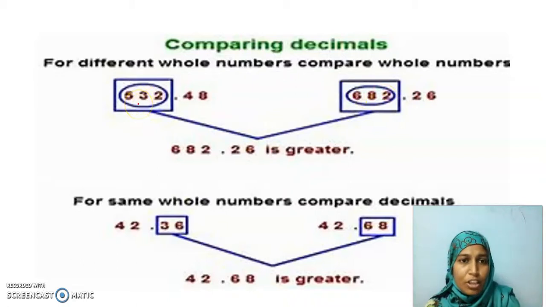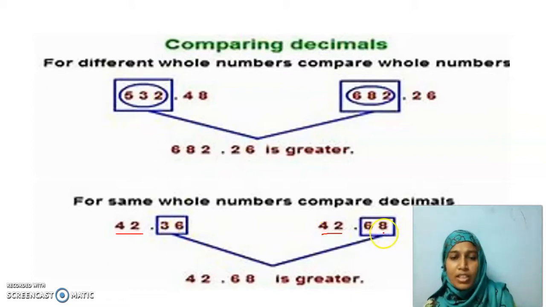Here 532 and 682. Which is greater? 682 will be greater. So I am not worried about the decimal part in both numbers. Surely this is going to be the greater number. So I will write 682.26 is greater. If I have the whole parts the same, here 42, here also 42, now I should compare the decimal part. Before comparing it, you should make sure both are like decimals. If not, you should make them like decimals.